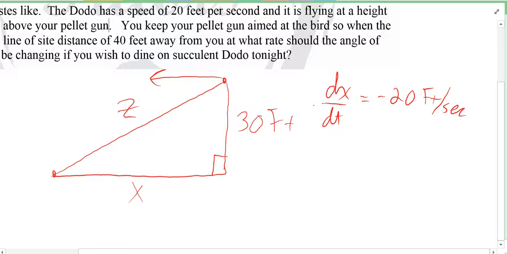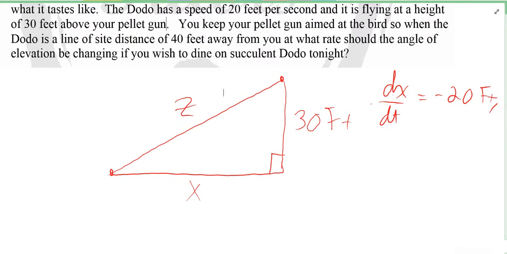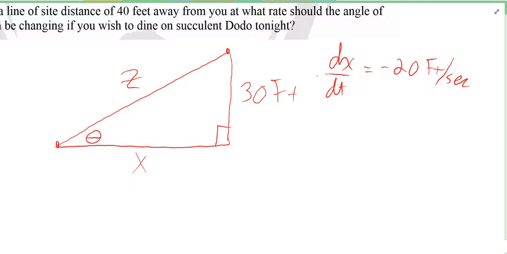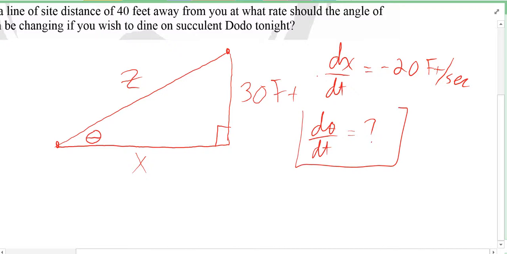Cool? So, I'm asking you how fast the angle of elevation is changing. That's the angle in here. So we need some way to link theta to x, because I want d theta dt. That's what they're asking you. How fast is the angle of elevation changing? We know dx dt, we want d theta dt. We need an equation that links x to theta. What's that going to be?